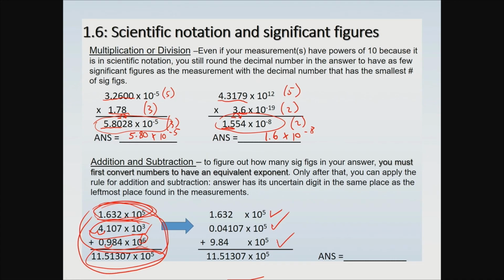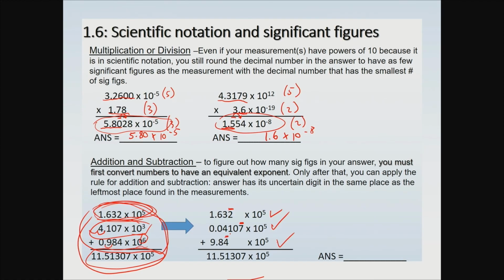Now, once these numbers all have the same power of 10, you can use the regular rule of addition and subtraction to figure out where you round your answer to have the correct number of significant figures. You might remember what that rule is. You notice the last uncertain digit in each of the measurements. In this first measurement, I'm marking the last uncertain digit, and it appears to be in the thousandth place. Here, the uncertain digit is in the 100,000th place. And in this measurement, the uncertain digit seems to be in the 100th place.